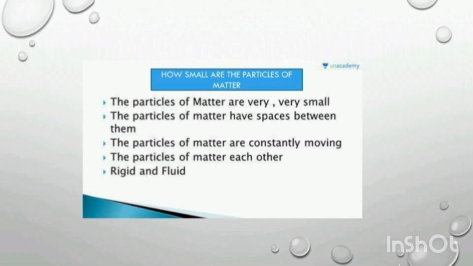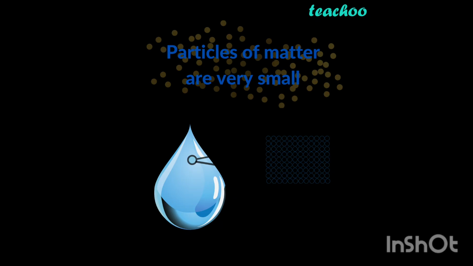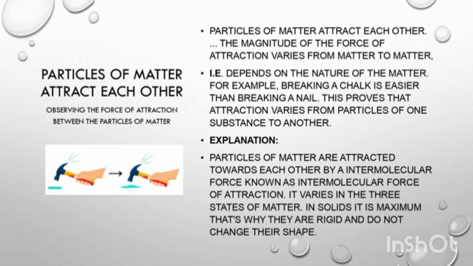Let us see how small the particles of matter are. The particles of matter are very, very small. Suppose, for example, you take a piece of chalk. That chalk is made up of thousands or millions of particles. You don't know, because the particles of matter are so very small that they can't be seen through our naked eye. Even a drop of water will have millions of particles in it.